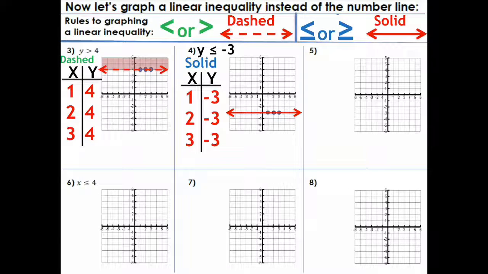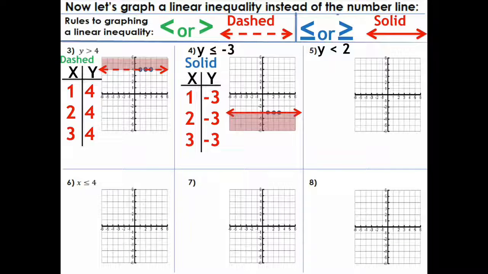Now this time it says y is less than or equal to negative 3. So are we going to shade the top or the bottom of the graph? We're going to shade the bottom of the graph, because it says y is less than, and down towards the bottom is where it's going to be less than. And just think about it: if it's up or down and you say less than, you're going to go down. If it's greater than, you're going to go up.